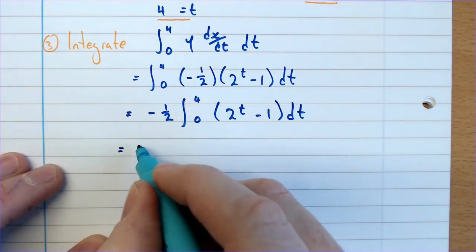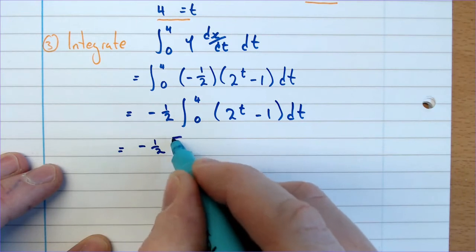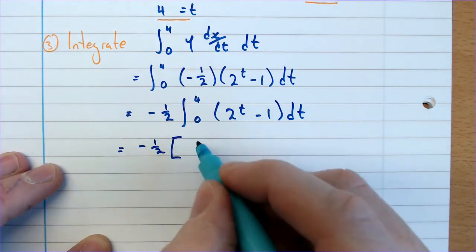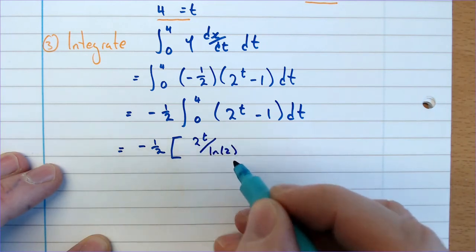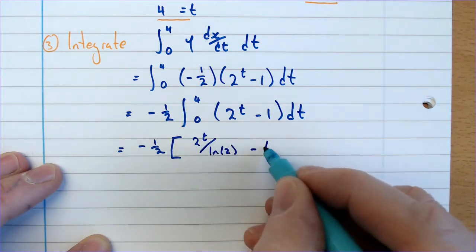So I'm going to have minus a half multiplied by my answer. If you integrate 2 to the power of t, you're going to end up with 2 to the power of t divided by the log of 2. And integrate minus 1, you should get minus t.